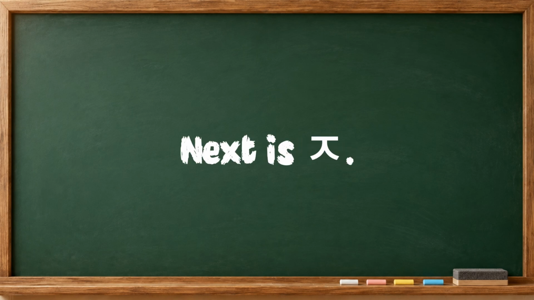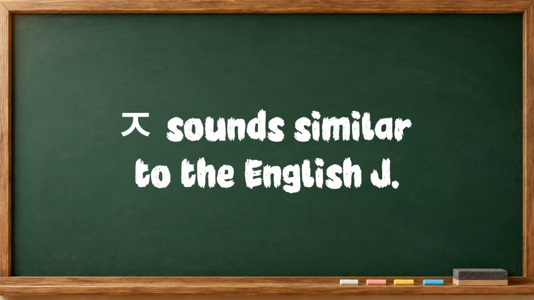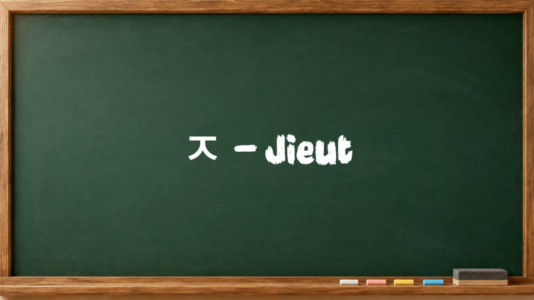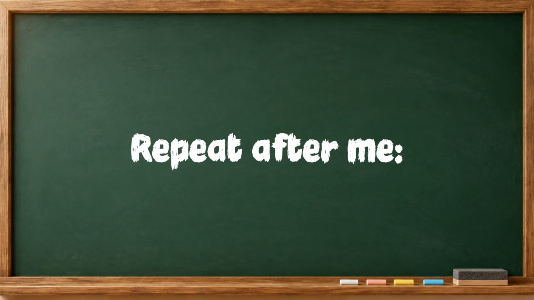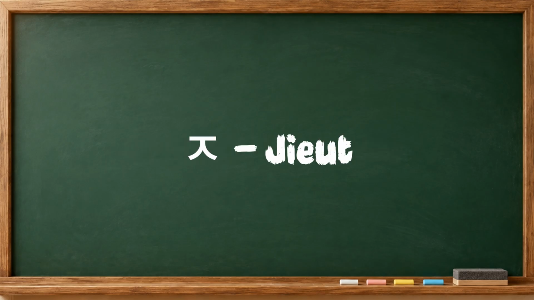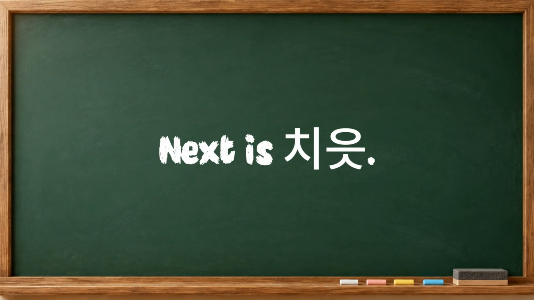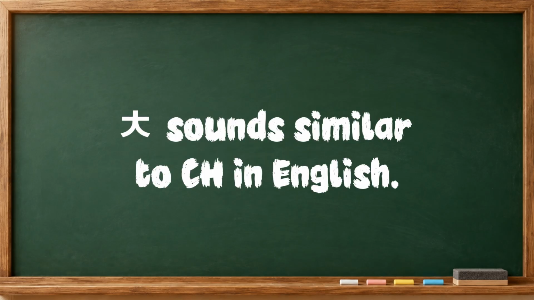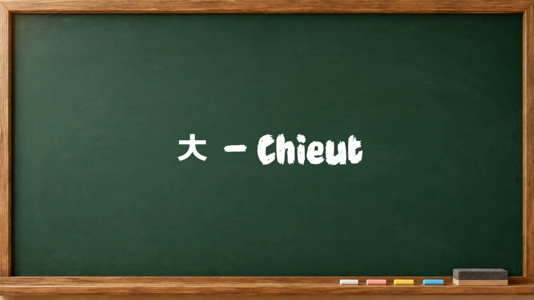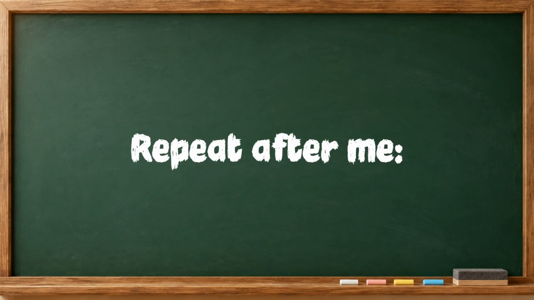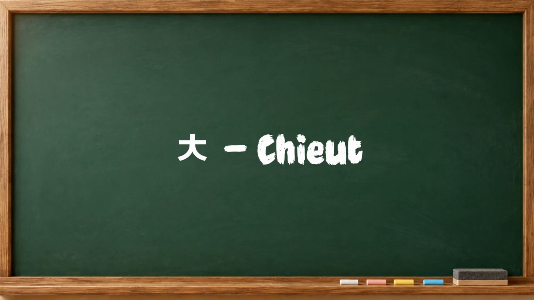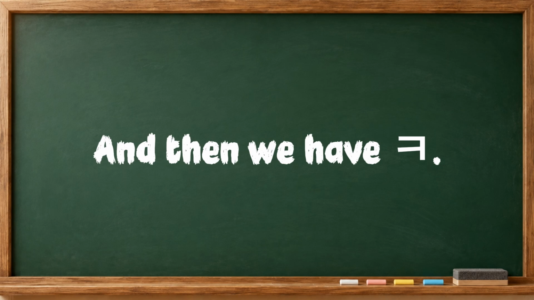Next is jieut. Jieut sounds similar to the English J. Repeat after me. Jieut. Next is chieut. Chieut sounds similar to CH in English. Repeat after me. Chieut. And then we have kieuk.